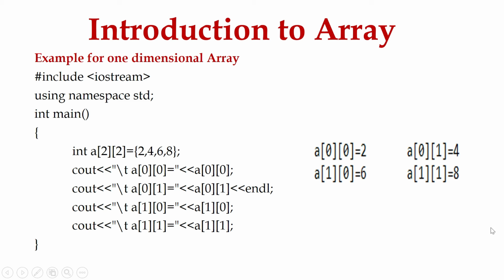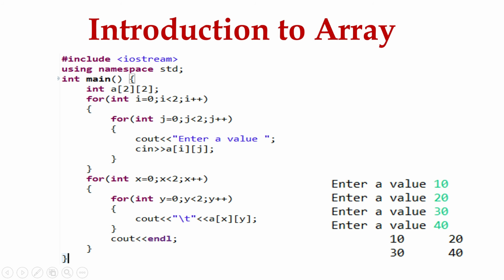The same program can be executed using loops. So I'm going to declare an array integer a of 2 comma 2. It means two rows, two columns. How many values can it hold? 2 into 2, 4 values it can hold. So we want to use two loops. One is for rows and the other one is for columns.